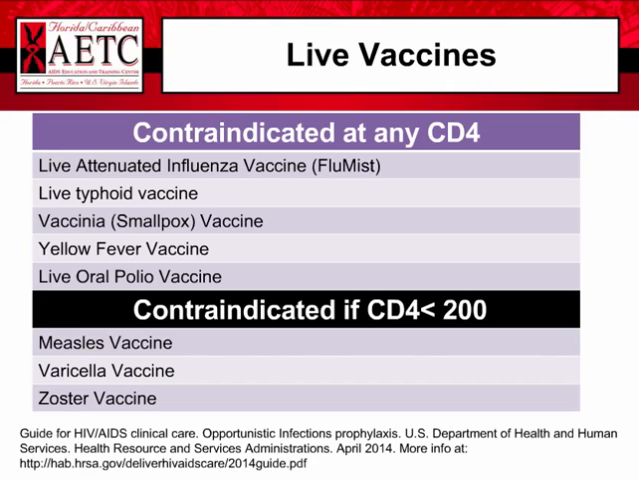So the final note here is on live vaccines. Certain vaccines that are live will be contraindicated no matter what the CD4 count is. This is something like flu mist, live typhoid vaccine, the smallpox vaccine, yellow fever, and the live oral polio vaccine. Certain things will be contraindicated if CD4 count is below 200, but can safely be given if the CD4 count rises above 200. Those would include things like measles, varicella, and zoster. Okay, so these are vaccines that can be given, but special care needs to be taken.